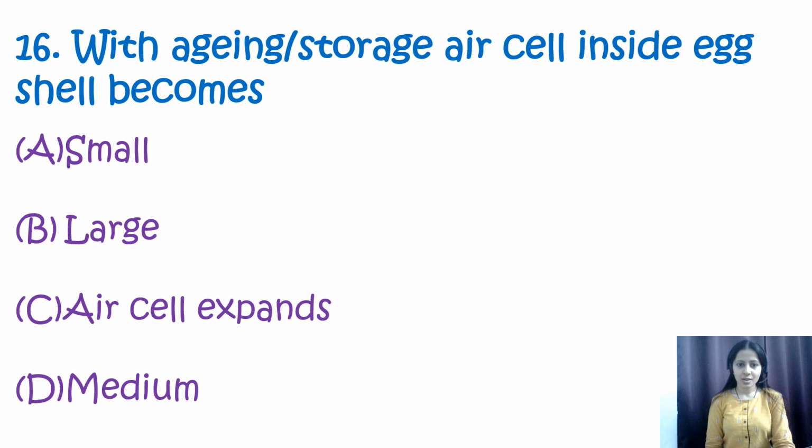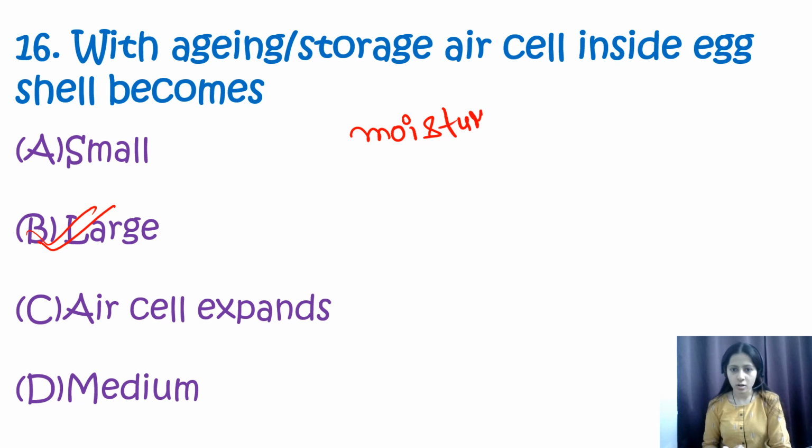Question number 16: with aging or storage, the air cell inside the eggshell becomes small, large, expands or medium? So the correct option is B, that is large. As an egg is aged or stored, the air cell inside the egg starts to become larger. The reason is the loss of moisture or loss of carbon dioxide through the pores of the eggshell, which leads to the gradual increase in the size of the egg air cell. So the correct option is B, that is large.